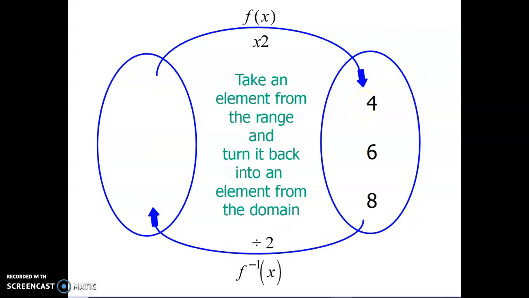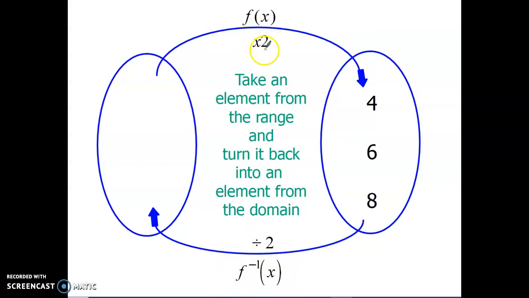Well, the inverse of that function does the opposite. It takes that element from the range and it turns it back into an element from the domain. So this is our notation right here for inverse. Be sure you write this on your paper. This f and then the -1 looks like an exponent, and then the x in parentheses just like you have here. So this is your original function, and this is your inverse.